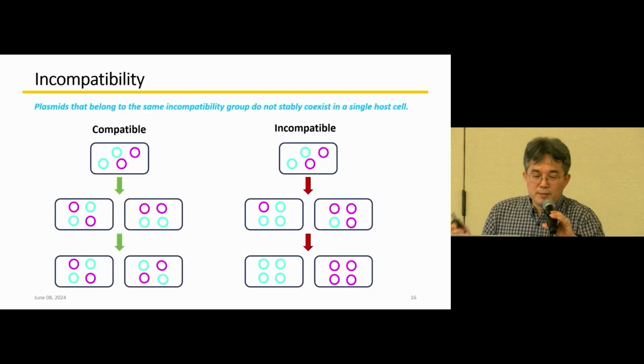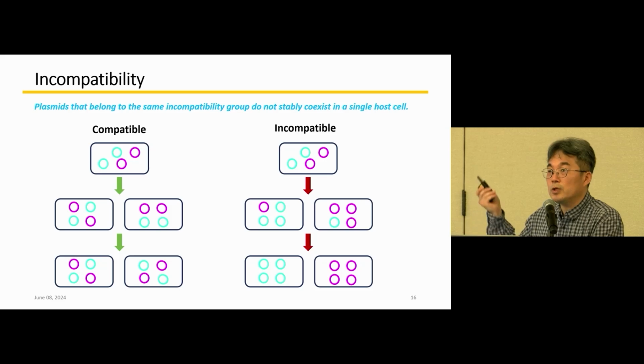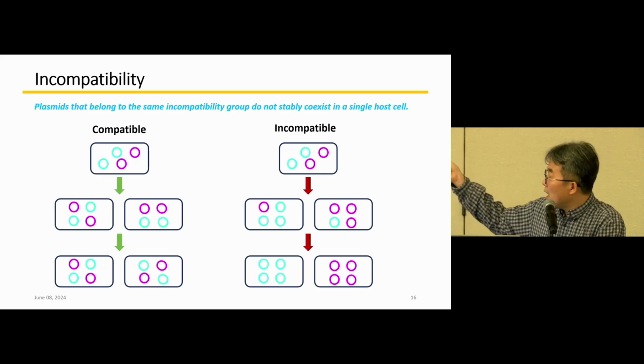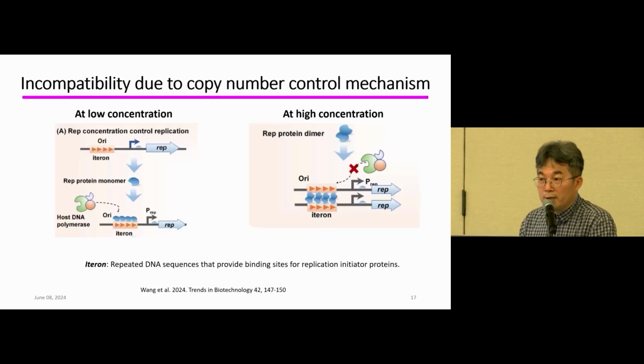So I'll tell you briefly about the mechanism of incompatibility. Incompatibility means that when we put more than one, let's say two different plasmids, here color-coded in blue and pink, if they are compatible, no matter how many times you subculture them, they should stably coexist. However, if they are not compatible, you will lose one of them. So after some subcultures, you're losing one of them. We don't have to go into too much detail, but if you're interested in plasmid incompatibility, this is one of the well-known mechanisms.